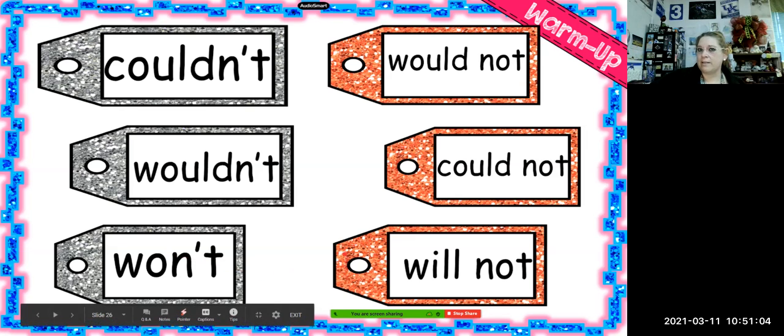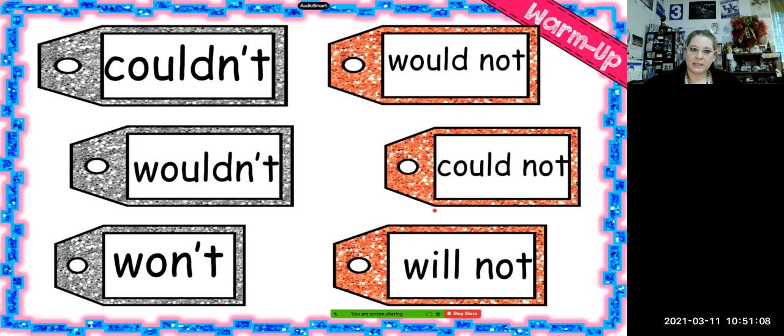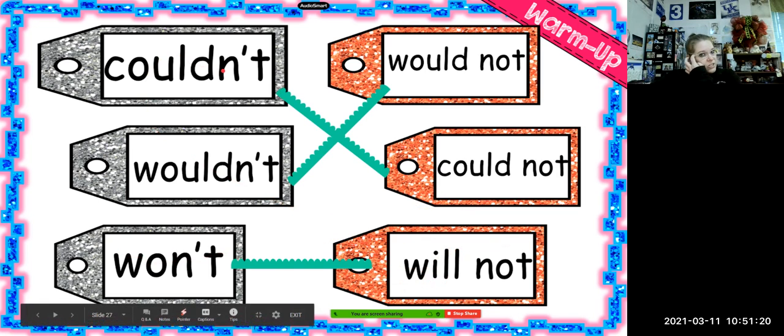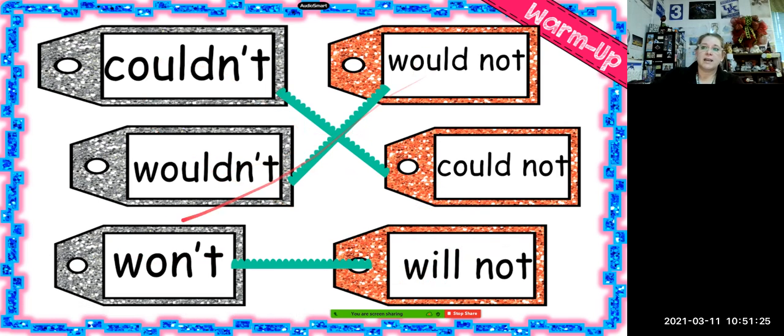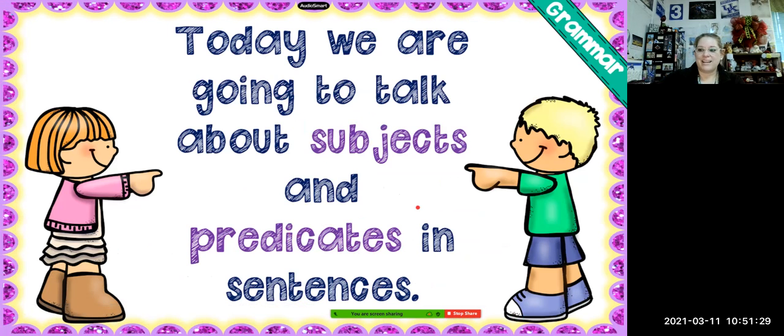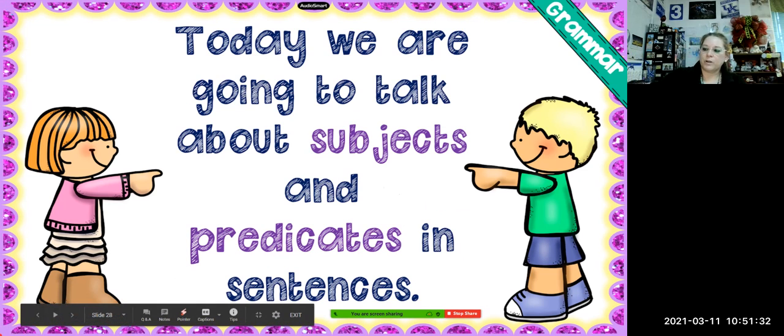Sometimes, just like when we have plural nouns, we have to change some of the words completely, like children instead of child. Sometimes you have to change a contraction, and will not into won't is one of those times. So couldn't is a contraction for could not, wouldn't is a contraction for would not, and won't is a contraction for will not. All right, good job, guys. Now you do have a little worksheet to do today about contractions, so just be prepared for that.